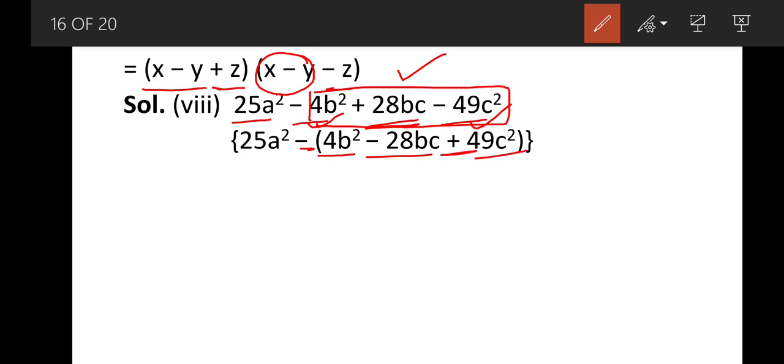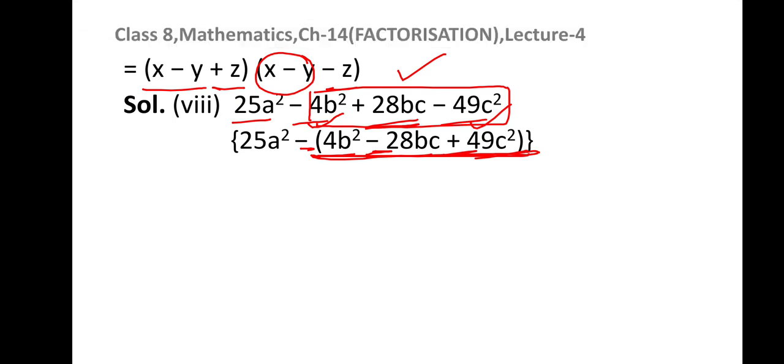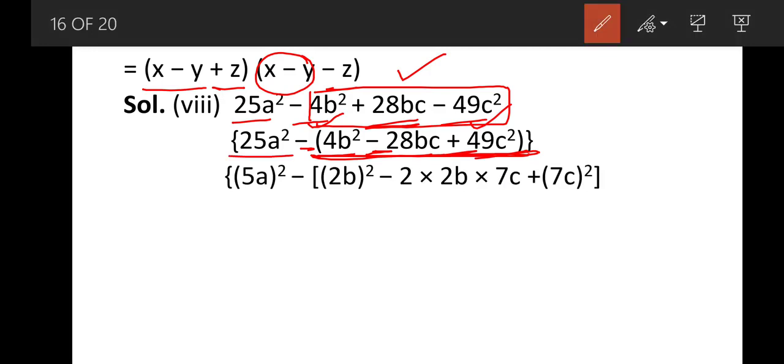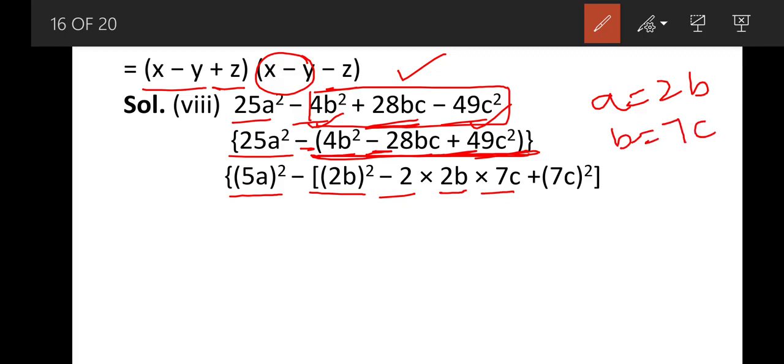Now can I apply identity number 2 for this part? Yes, definitely I can apply identity number 2 here in this part. a square, b square in between and minus 2ab is with us. So we need to apply identity number 2 for this part. And what I have done now, 25a square can be written as 5a square. Now 4b square I have written as 2b square, minus 2. A here is 2b. B here is 7c. 7c, 2ab plus b square.